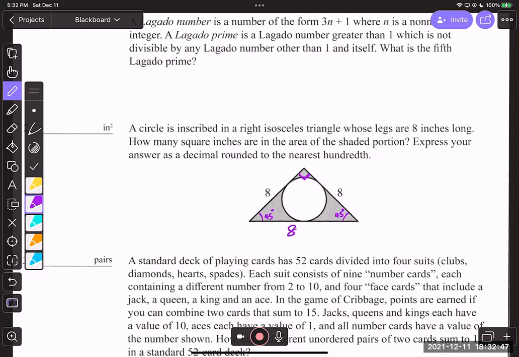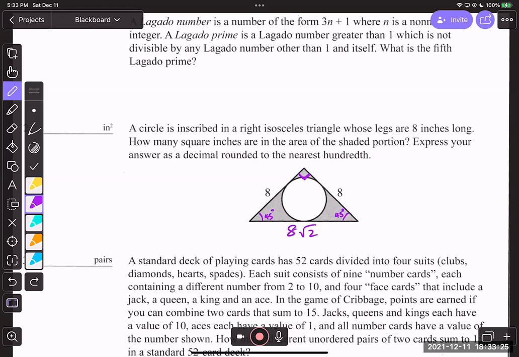Does anyone have questions on where these values came from? Is everyone familiar with special right triangles? Gracie, did you say something? I said yes. Okay. If anyone is not, then I'll go over it real quick. But I think we've covered this before in this class too. So this right here is 8 root 2. These two sides are both 8s. That means that this right here needs to be 8 root 2.